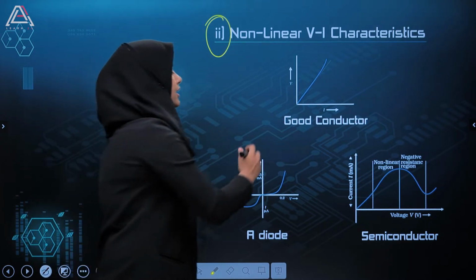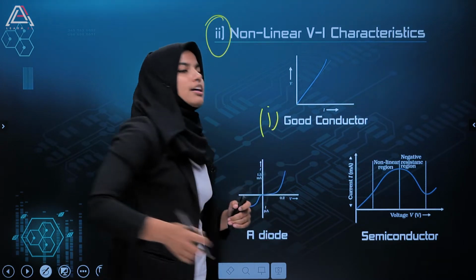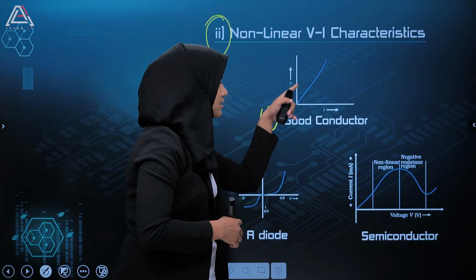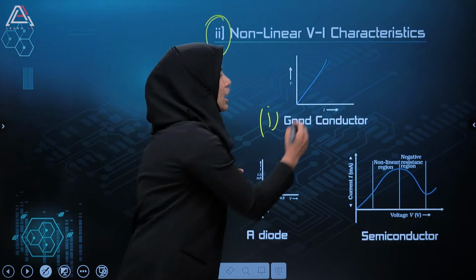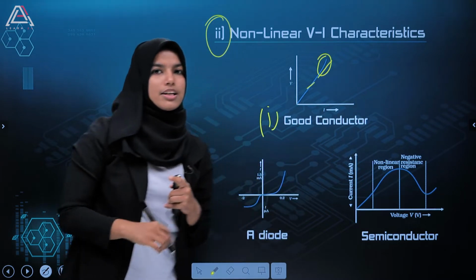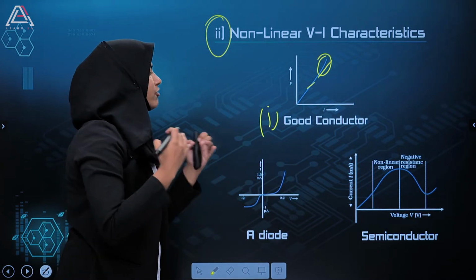The first one is good conductors. They actually show a constant relation or a constant slope between V and I, but after a certain point there is a certain deviation. So it is the first condition.